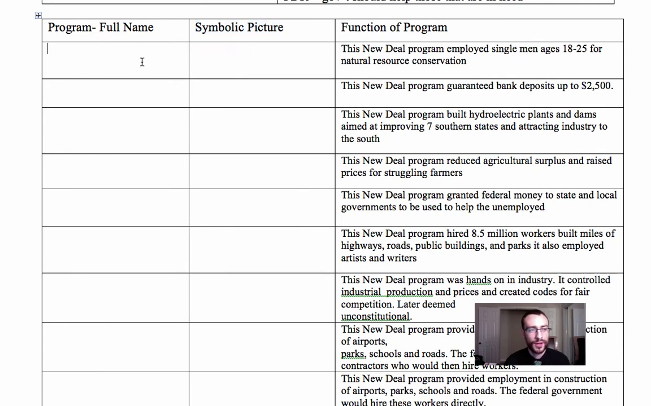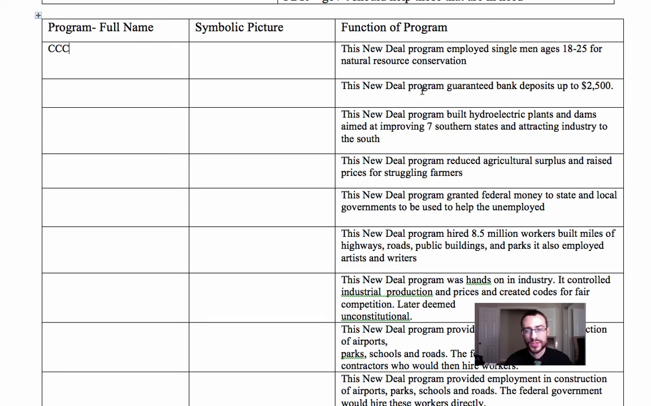So for the purposes of the video, I'm not going to draw the picture. You'll have to look at your notes for that, but I will go ahead and type in the program names. To make it faster, I'll type in the acronym. I won't do the full name, but I'll say the full name so you can hear it. For this first one, the New Deal program that employed single men ages 18 to 25 for natural resource conservation, this is going to be the CCC, the Civilian Conservation Corps.